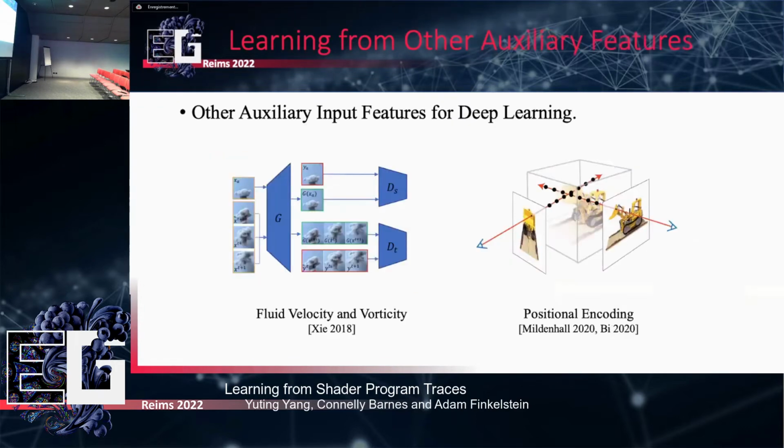In other domains like fluid simulation, additional information such as fluid velocity and vorticity have proven helpful for learning super-resolution fluid flow. Likewise, NeRF-based learning methods find that positional encodings are helpful as an extra input to the network. However, these auxiliary features are also manually picked, and they vary between domains and applications.